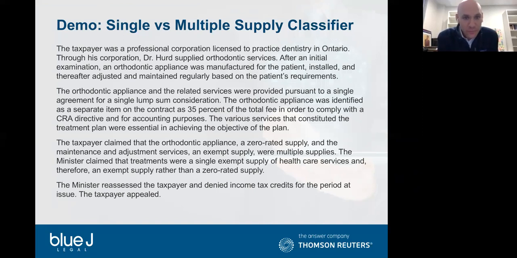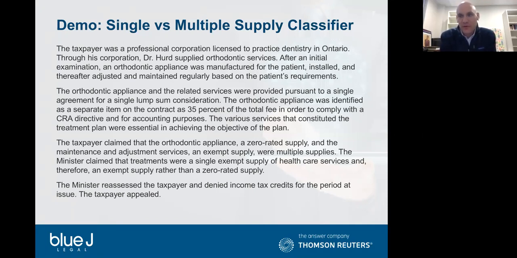And so over the course of a period of time, it could be months, it could be years, this patient interacts with the dental practice and interacts with the appliance and gets serviced a number of times over the course of the next couple of years in accordance with that treatment plan. And so the orthodontic appliance and the treatment plan and the services linked to the treatment plan are invoiced in a single agreement, and there's a single lump sum consideration paid for those services.